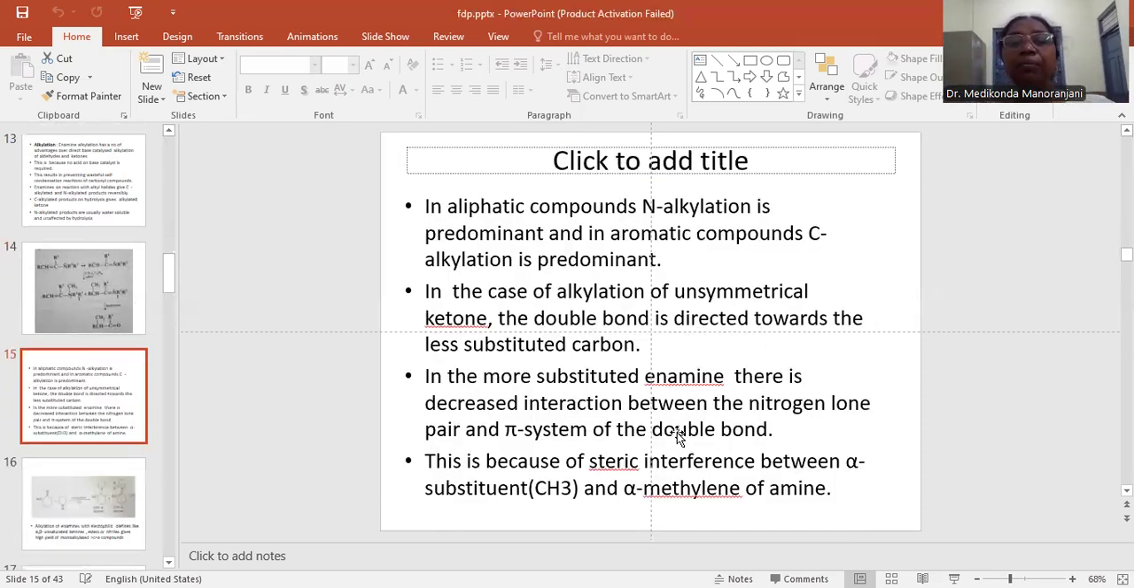In aliphatic compounds, N-alkylation is predominant, and in aromatic compounds, C-alkylation is predominant. In case of alkylation of unsymmetrical ketone, the double bond is directed towards the less substituted carbon. In the more substituted enamine, there is decreased interaction between the nitrogen lone pair and pi system of the double bond. This is because of steric interference between the alpha substituent CH3 and the alpha methylene of the amine.